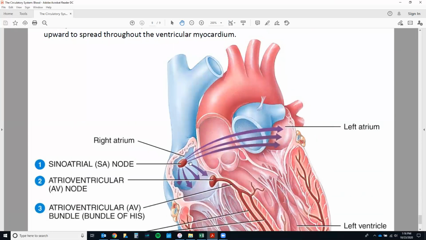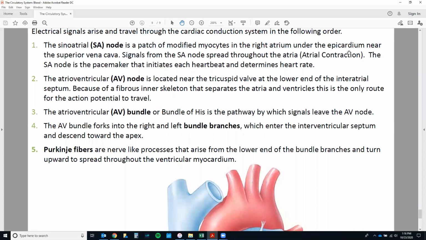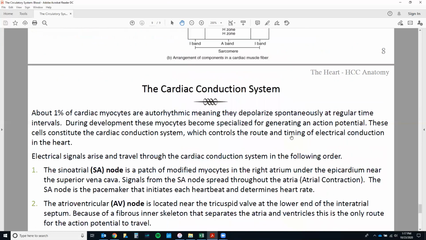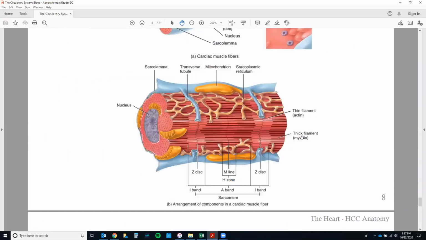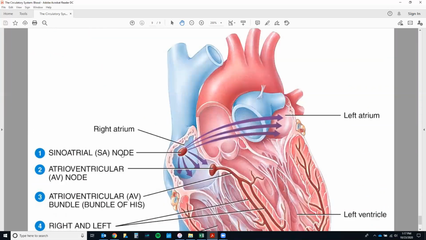It all begins with a structure called the SA node, short for sinoatrial node, which is a patch of myocytes up in the right atrium under the epicardium near the superior vena cava. And it creates a signal that spreads not only through the atria, the right atrium, but also across through the interatrial septum into the left atrium. And it's able to do that because of those gap junctions that are found in the cells of both the right and left atrium. So these purple arrows represent the spreading of an action potential.